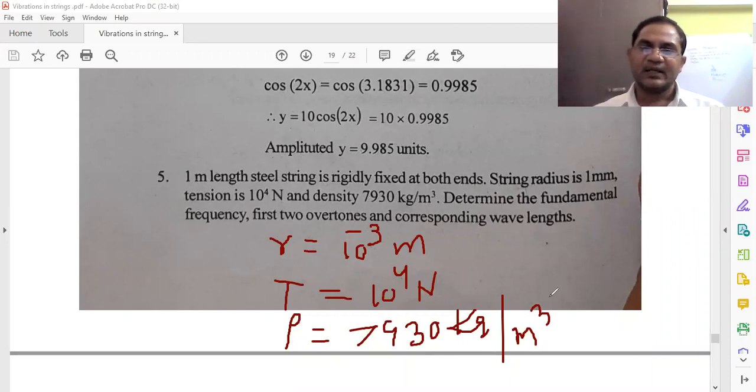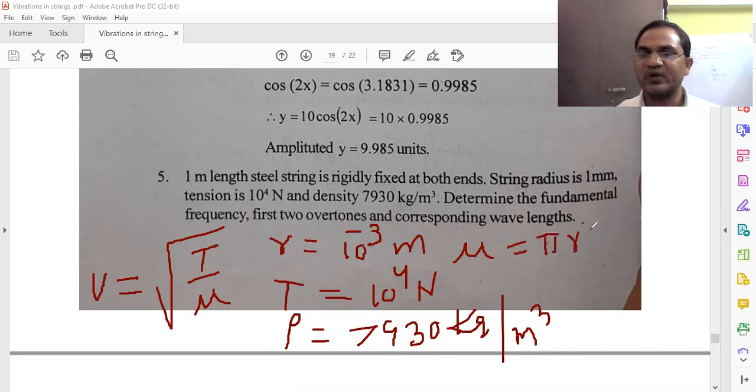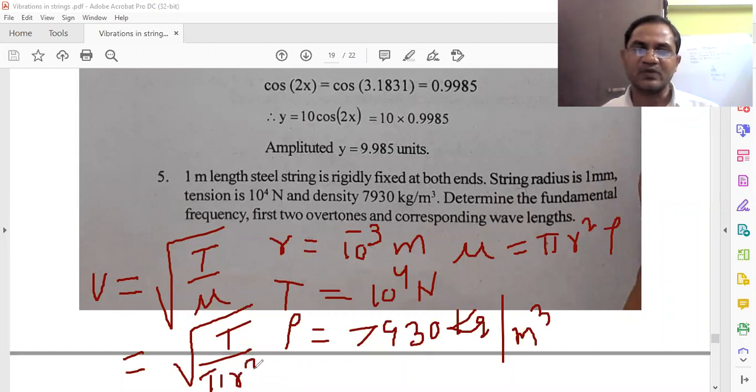Now, first let us calculate the velocity of the transverse wave. V is equal to under root T by mu. Linear density you can express in terms of radius: mu equal to pi r square rho, where r is the radius and rho is the density. Note this point in your notebook. Then the velocity of the transverse wave in terms of radius and density becomes V is equal to under root T by pi r square rho.